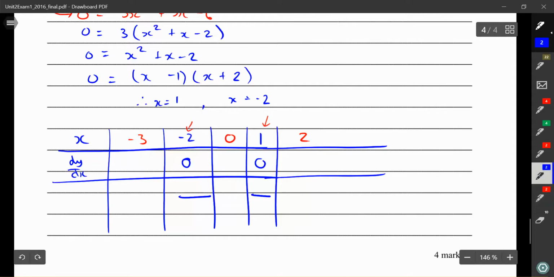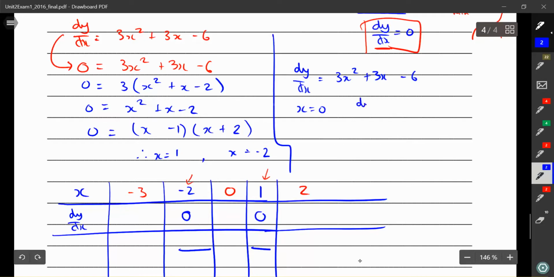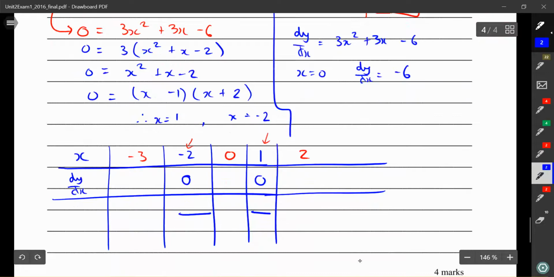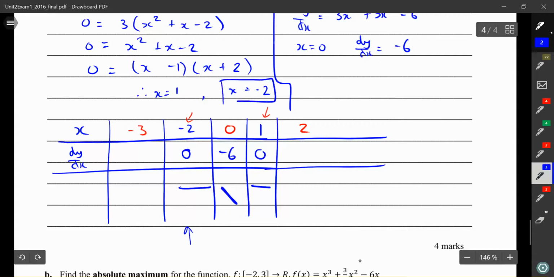Okay, I'm going to start off with 0, because 0 is the easiest one. Now the derivative: we had dy/dx equal to 3x squared plus 3x minus 6. If I sub x equals 0, just to find out what the gradient is, then dy/dx is equal to 0 plus 0 minus 6, which is minus 6. So this tells me the gradient is negative 6 when x is 0. It's a negative gradient, so it's going down. So when x is negative 2, potentially this could be a maximum. But we need to find out what the value is on this side.